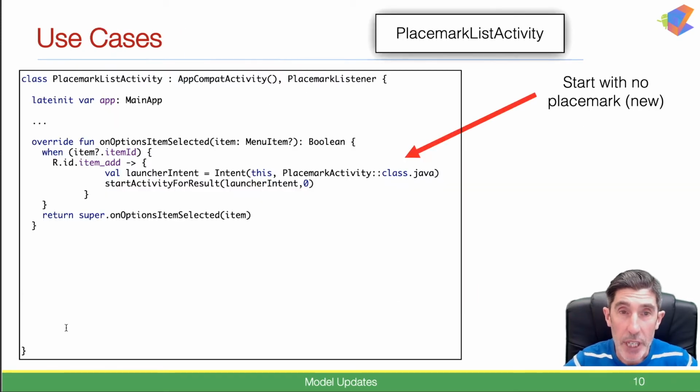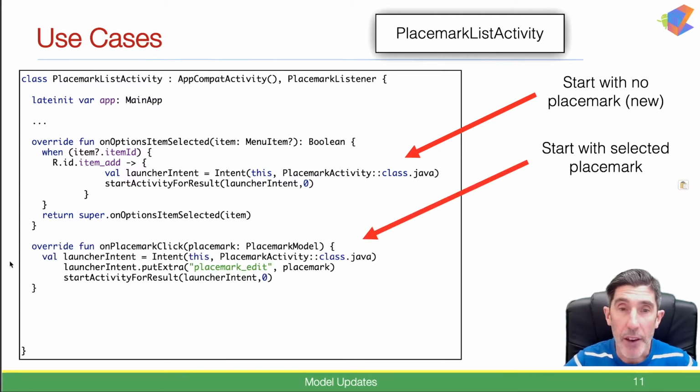So the particular use cases are as follows. If we're starting with no placemark and want to add a new one, we check with the item underscore add, that's the little plus. If the plus has been selected up in our menu, we still launch placemark activity, but we're not passing any placemark with it because this is a new one.